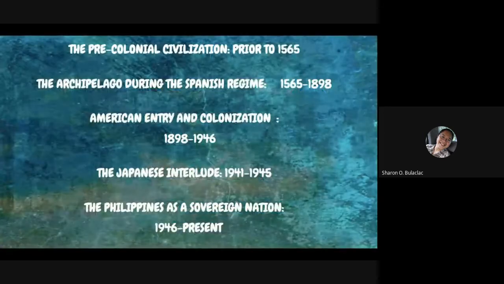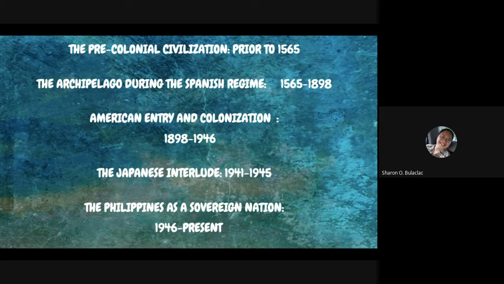So, on the first slide, you have here the pre-colonial civilization. So, prior to 1565. So, ibig sabihin, before 1565, it is considered as pre-colonial civilization. So what you have on your screen is actually the traditional timeline or time frame that you can read in most of our Philippine history textbooks.